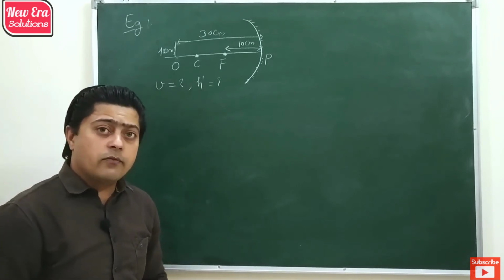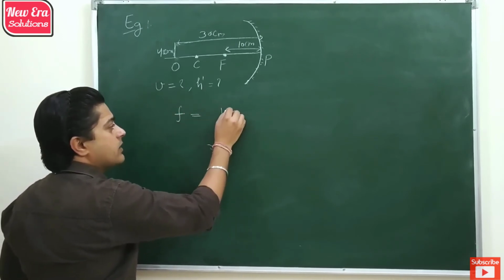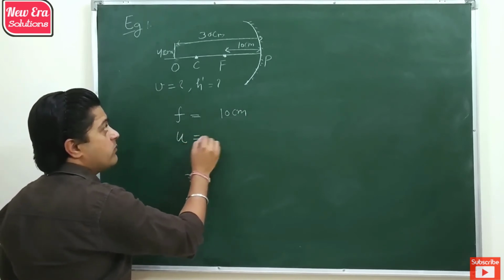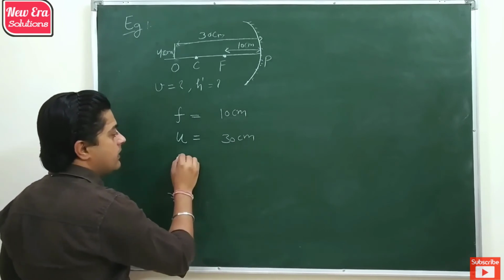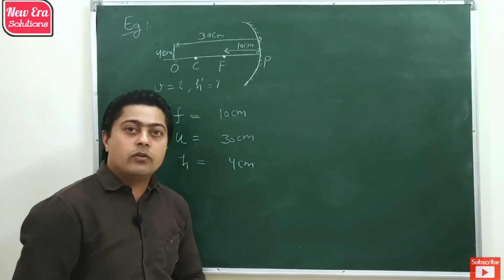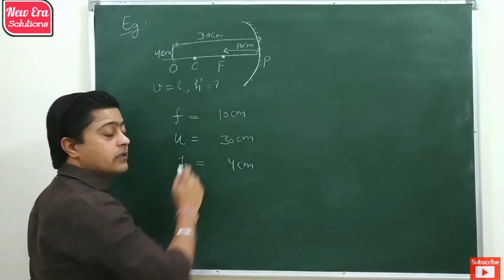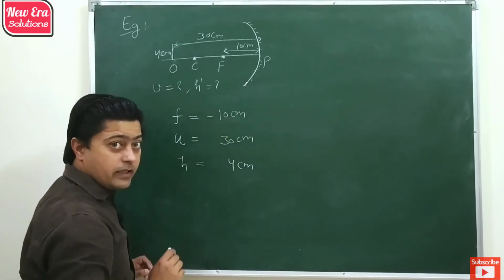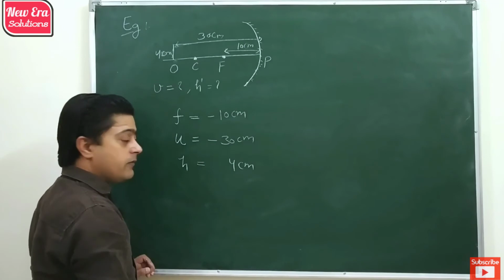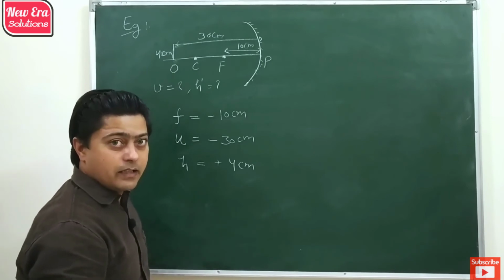For that, first of all, we have to write the given values. So we have the focal length that is equal to 10 cm for spherical mirror, then the distance of object that is 30 cm, third the height of object that is 4 cm. Now in second step, we have to mention their respective sign. As we know, the mirror is concave. For concave mirror, focal length is negative. Then u is the distance of object, which is negative, and the height of object, which is positive. We already discussed in sign convention.